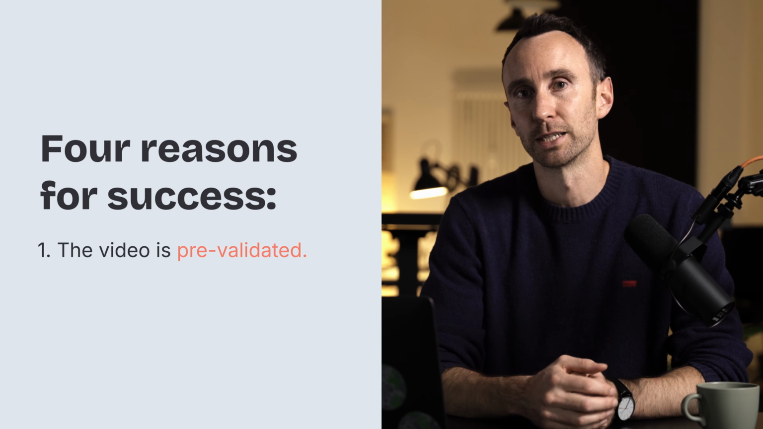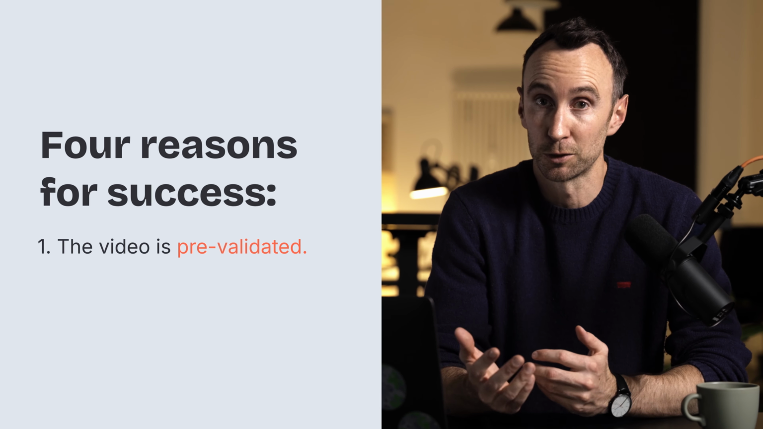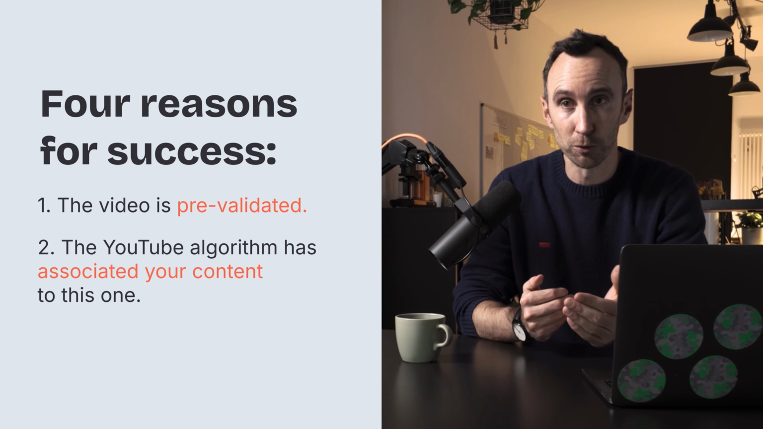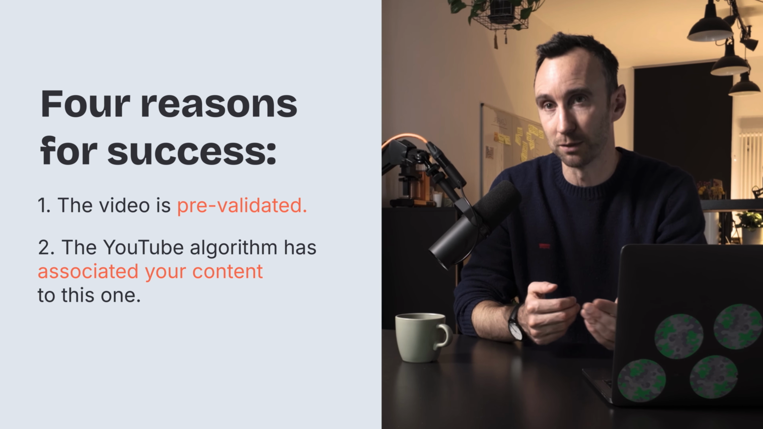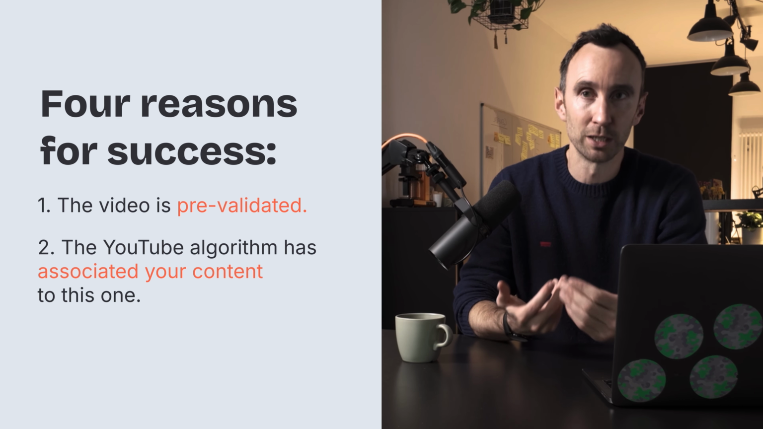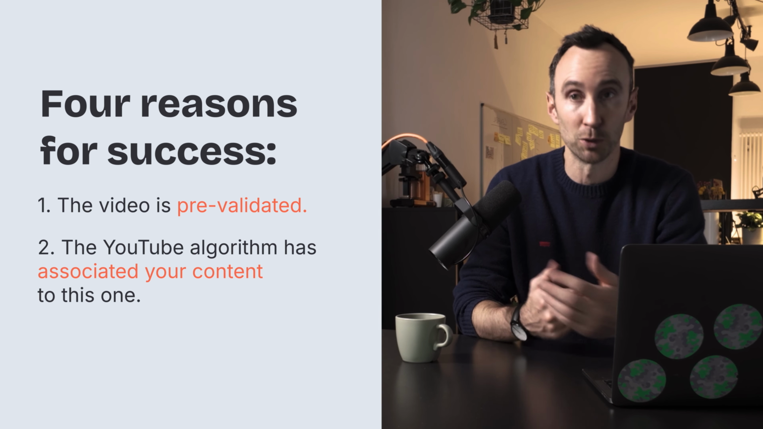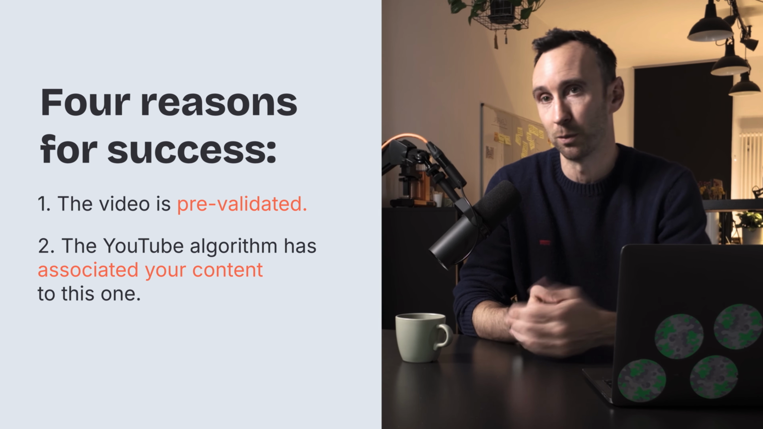Why? There are 4 reasons. Number 1, the video is pre-validated. It's proven that it can generate views for its creator. Number 2, the YouTube algorithm has already associated your content to this one, which means it has already afforded you authority in this area and will likely recommend a video you produce on this topic in the future.